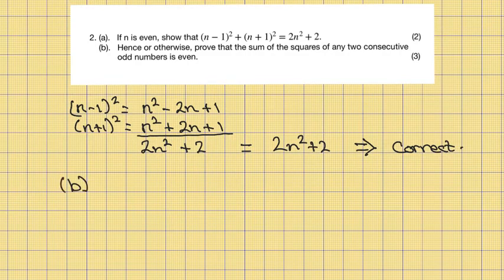B. Hence or otherwise prove that the sum of the squares of any two consecutive odd numbers is even. Well, n minus 1 is an odd number. N plus 1 is also an odd number if n is even. Therefore, 2n squared plus 2 is equal to, factorise the 2 out, 2 times n squared plus 1.